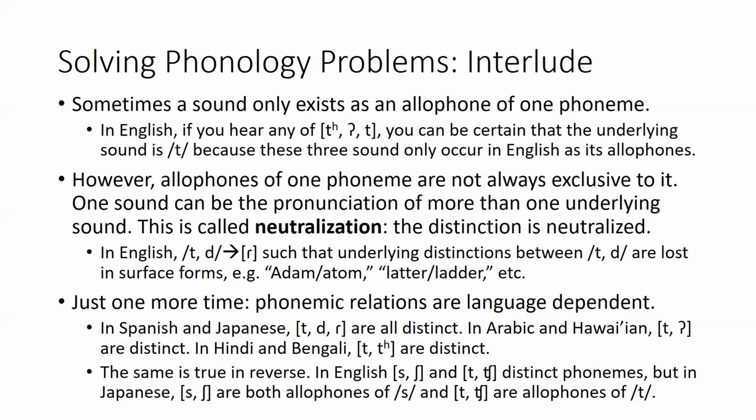So in English, s and sh and t and ch are distinct phonemes, but in Japanese, just like we saw in Korean, s and sh are both allophones of s. And I don't know if this is true for Korean, but in Japanese, t and ch are allophones of t. So we're looking at a neutralization process here. And so that's one reason why we haven't drawn one of those nice little phoneme charts.